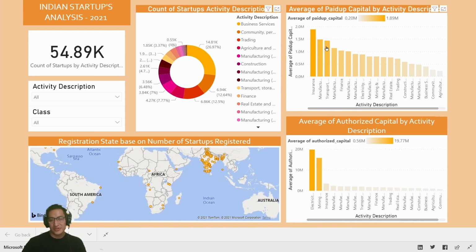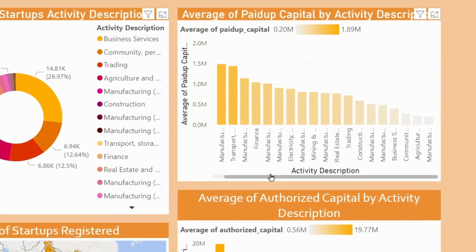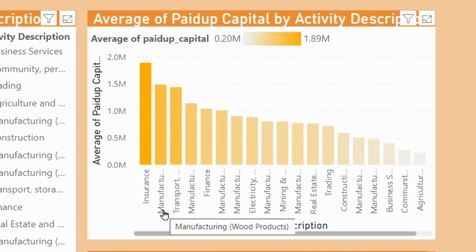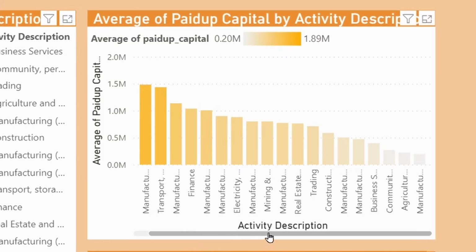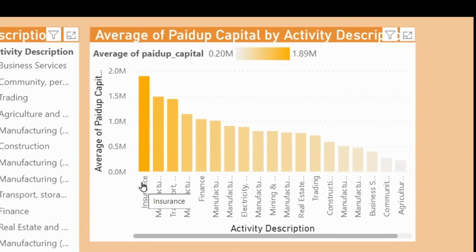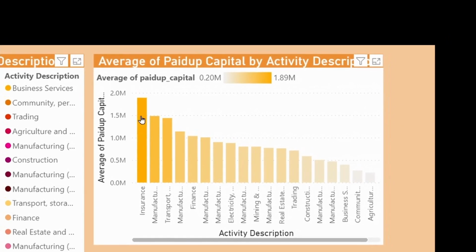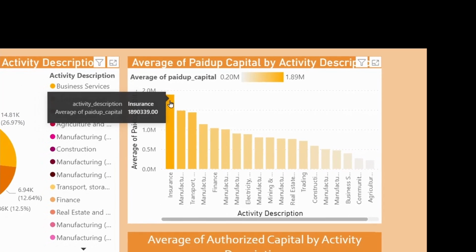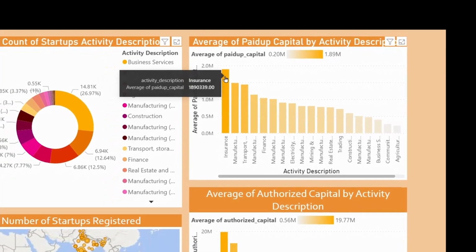For example, let's start with this bar plot right here. This bar plot is the average paid out capital by the activity description. I looked online, and the paid out capital is how much the company has made from the shares, or how much money the people have paid to the company for the shares. We made an average right here, and we can see that insurance has the highest value.